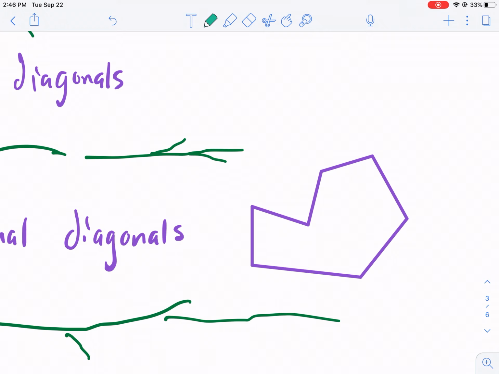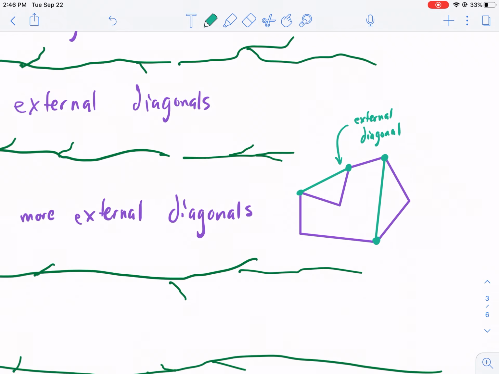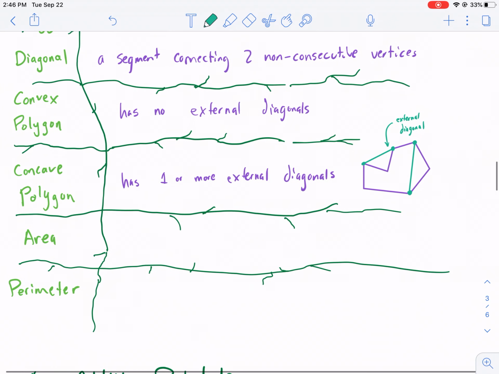Okay, so if we're drawing diagonals here, yes, it has some that are internal, non-consecutive. But what about here? What if we connected these 2 points? Take a look at that. So we have an external diagonal here. So this is a concave shape with an external diagonal. That's what an external diagonal looks like.